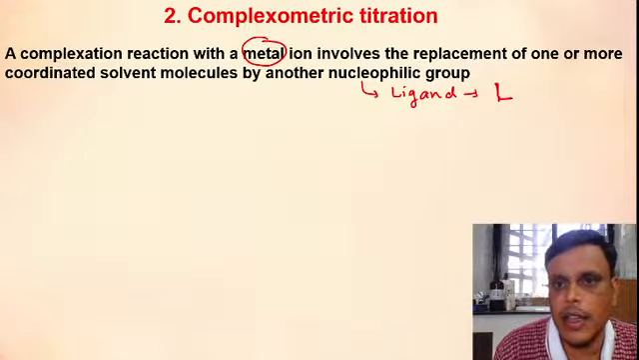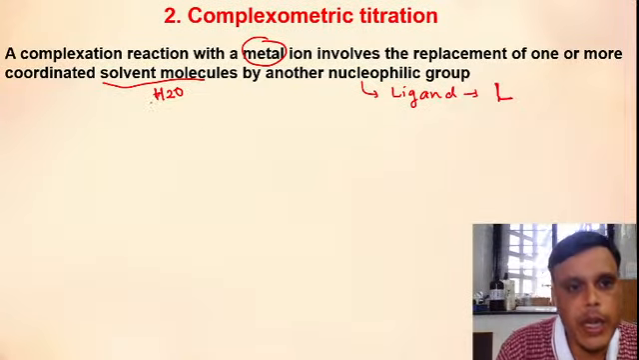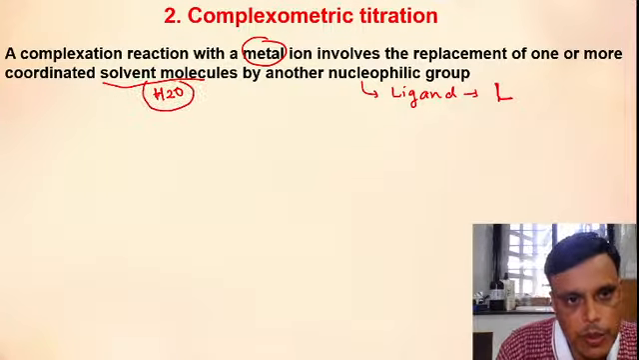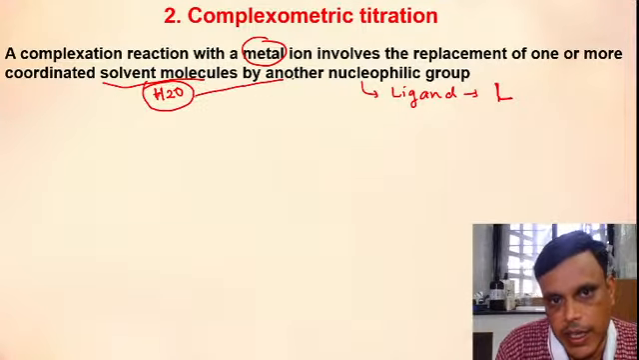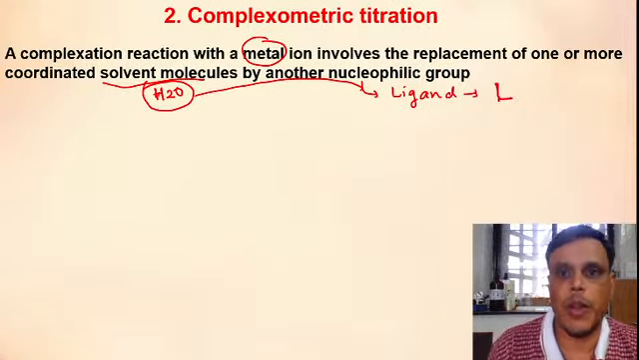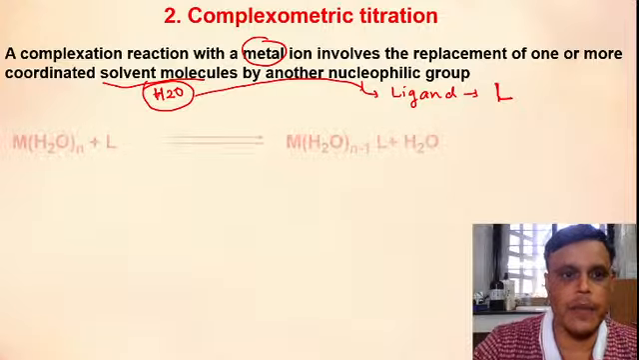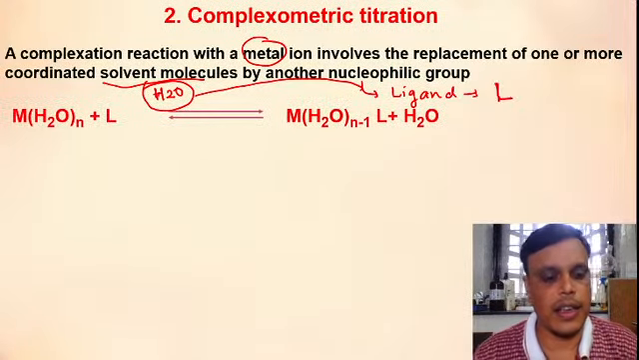So metal ion is there. This metal ion is present with coordinated solvent molecules. For example, if water is there, water is acting as a solvent molecule, and there is a replacement of this solvent molecule, for example water molecule, by this ligand. So this condition is there, then it is called a complexometric titration. Let us see the reaction here.